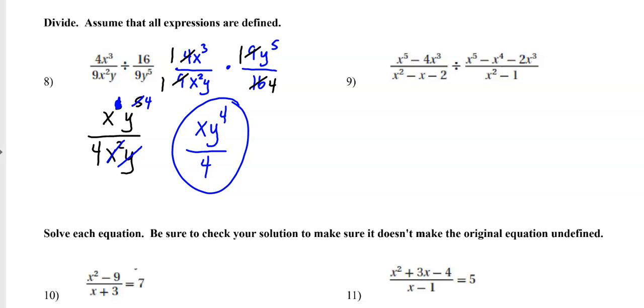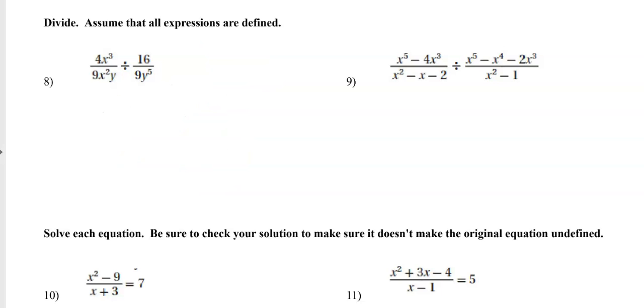All right, over here to the right, this is a monster. This is a big dog. So hopefully I got enough room. First thing I'm going to do is rewrite this. Actually, I'm going to try to do 2 steps to save space here. I'm going to try to factor everything out, but I'm going to rewrite it as multiplication as we go.